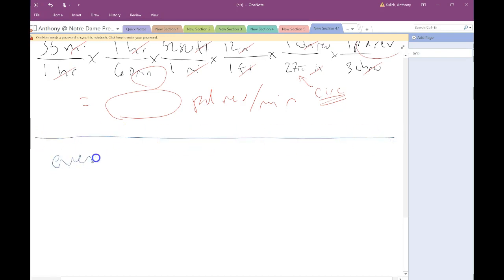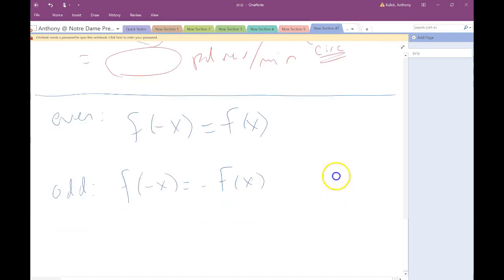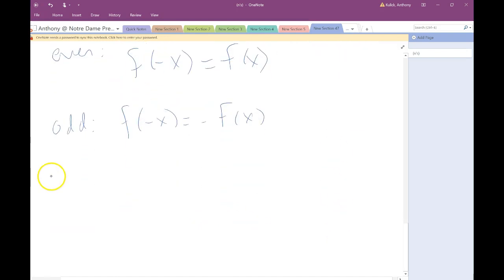So our definition for even is if f of negative x equals f of x. And our definition for odd is when f of negative x equals negative f of x. So there's two kind of ways you can do this. You can look at these algebraically, and we'll do that first.